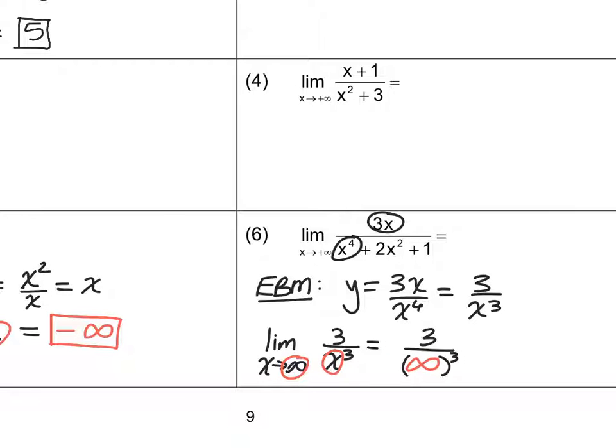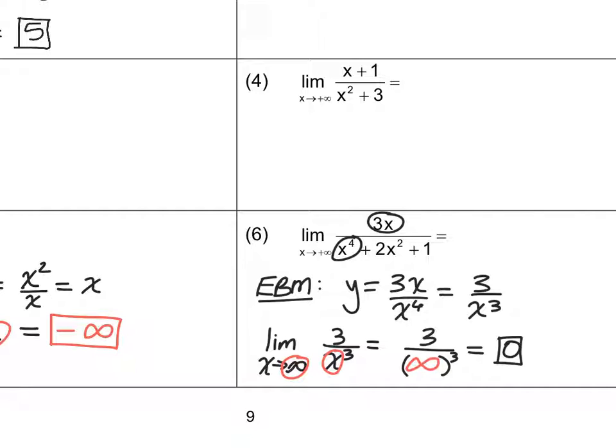What's that going to be? 3 over something that's getting larger and larger and larger. And then larger even still. Infinity. Not infinity. It's getting smaller and smaller and smaller, right? It's going to go to 0. Yeah, the fraction's getting smaller and smaller and smaller, right? So eventually it'd be like 3 over 1,000, 3 over 10,000, 3 over 100,000.